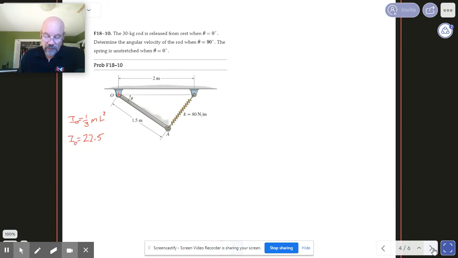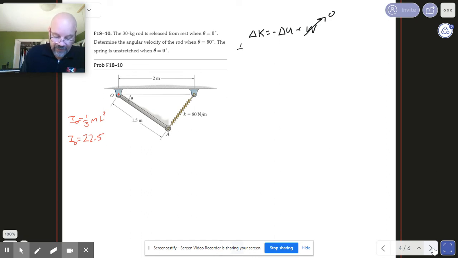Okay. All right, let's take a look at our energy equation. So we're going to have delta K equals minus delta U plus any work that's done. And we're going to toss the work term because we don't have any friction like that. And we're starting from rest. So let's just toss the omega initial term before we even get close to writing stuff down here.